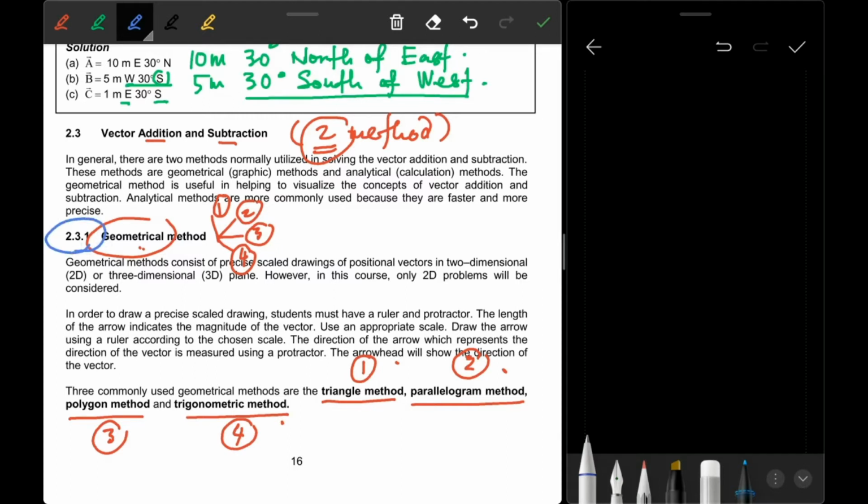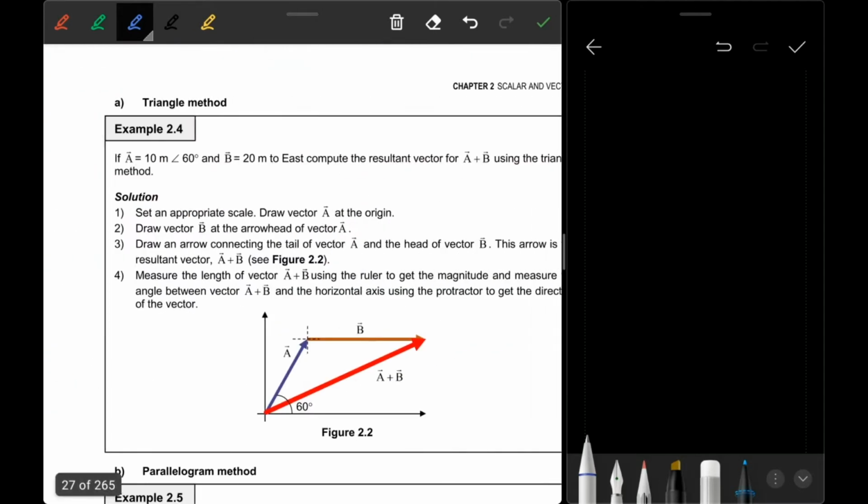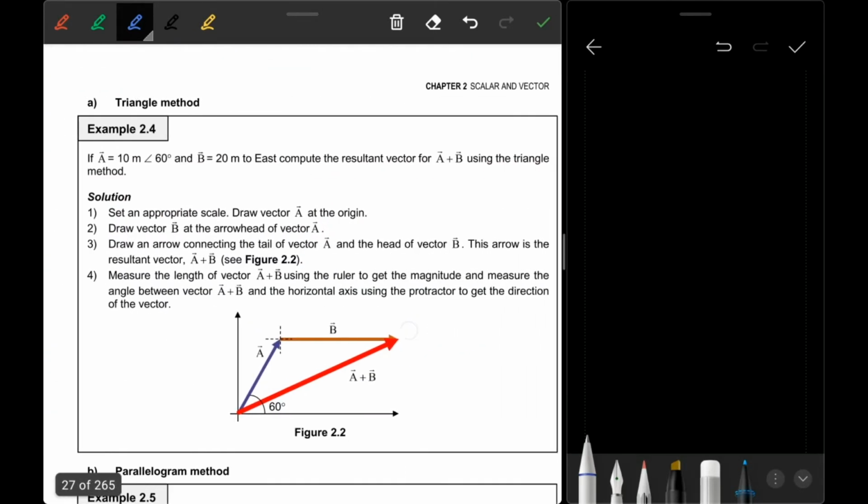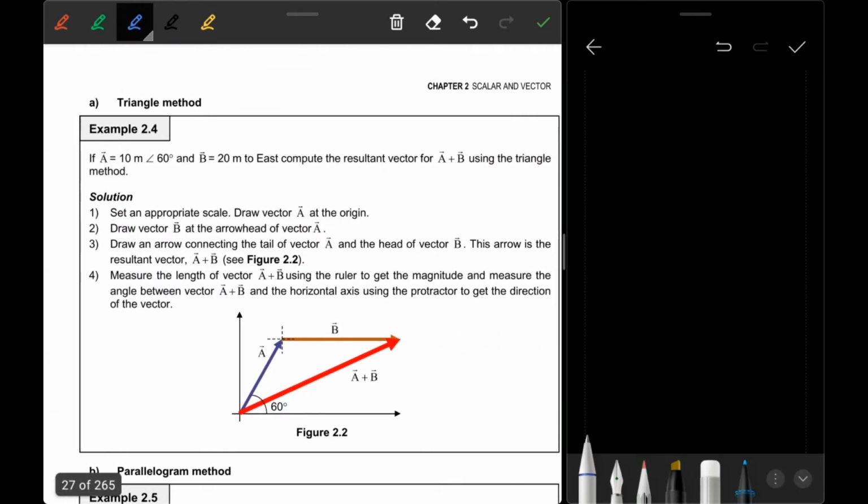In this subtopic, we will learn about the triangle method, then the parallelogram method, then the polygon method, and the last one is the trigonometric method. Have a look at the triangle method first: how you are going to draw a triangle and get the resultant vector.